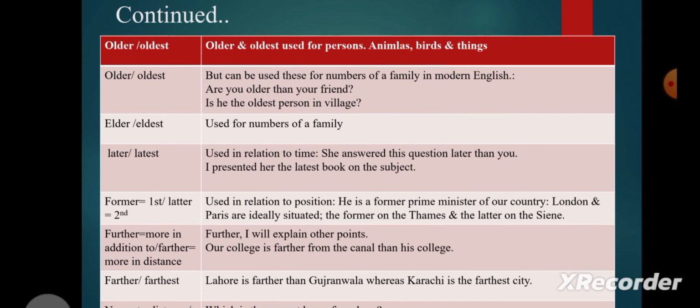Older, oldest, elder, and eldest. Older and oldest are used for persons, animals, birds, and things. But elder and eldest can be used as these for members of a family in modern English. Are you older than your friend? Is he the oldest person in the village? And now we will talk about elder and eldest. These are used for members of a family, and "than" cannot be placed after elder.